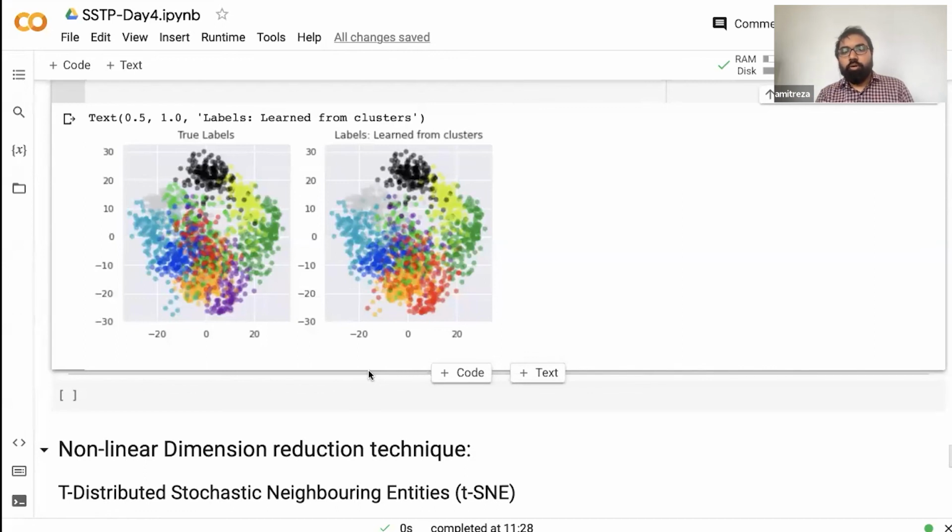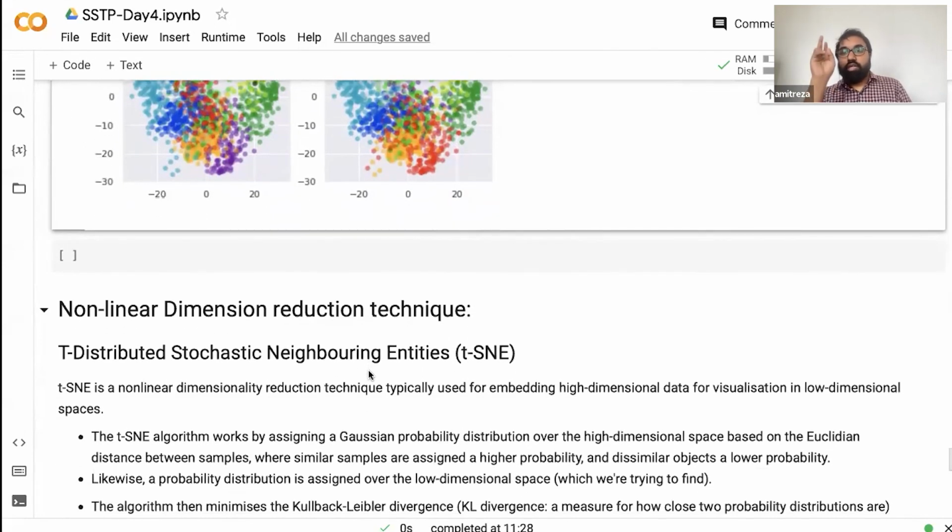Okay, so right now I was talking about PCA in terms of the covariance matrix structure, right?